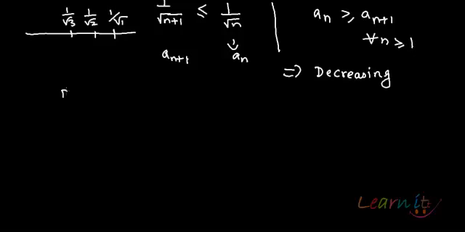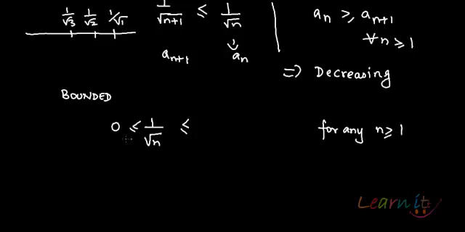Now what about boundedness? Whether this sequence is bounded or not. So let's talk about boundedness of this sequence. Now you have a term 1 upon root n. So this term will always be greater than or equal to 0 for any n greater than or equal to 1, and it cannot move beyond 1 also. So it will be between 0 and 1.